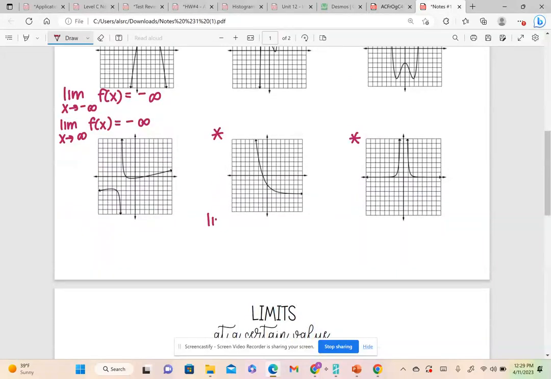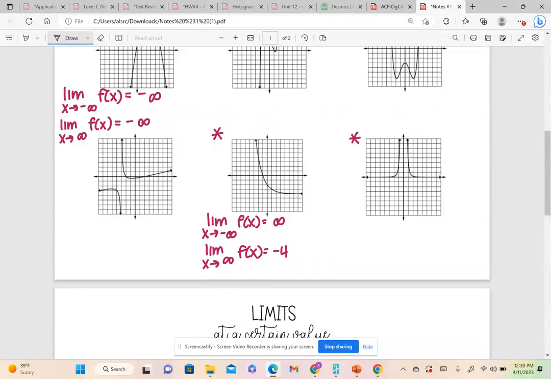Down here, my limit as x approaches negative infinity of f of x equals what? That's positive infinity because it's going up. My limit as x approaches positive infinity of f of x is what? Negative 4. What does that look like there? A horizontal asymptote. It's skirting. Can you guys now see when it's shooting all the way down and when it's kind of skirting across?